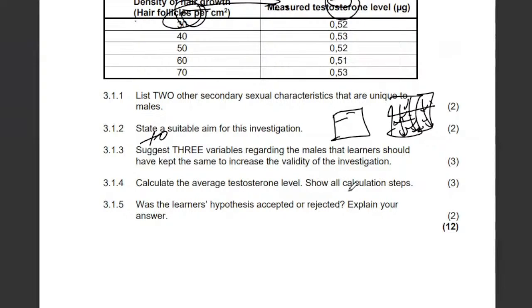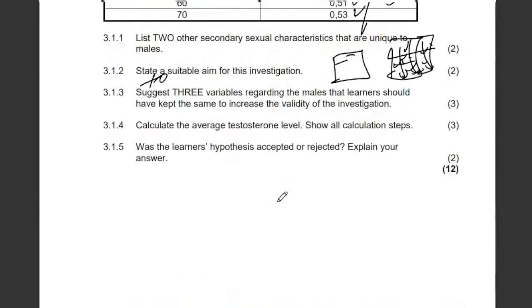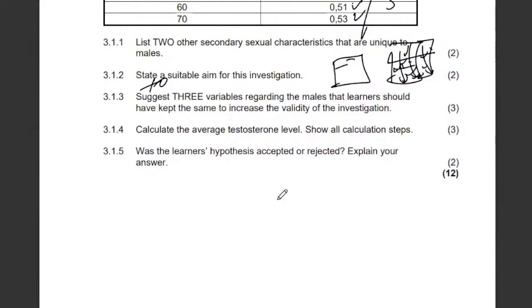Calculate the average testosterone level, show your working. Average means that you have to add these, 2, 3, 4, 5, then divide by 5 because there are 5. The answer you get must have the units. Yes, it must have these units. So that's how you can calculate the average. Yeah, guys, you know me. I don't usually write each and everything there.